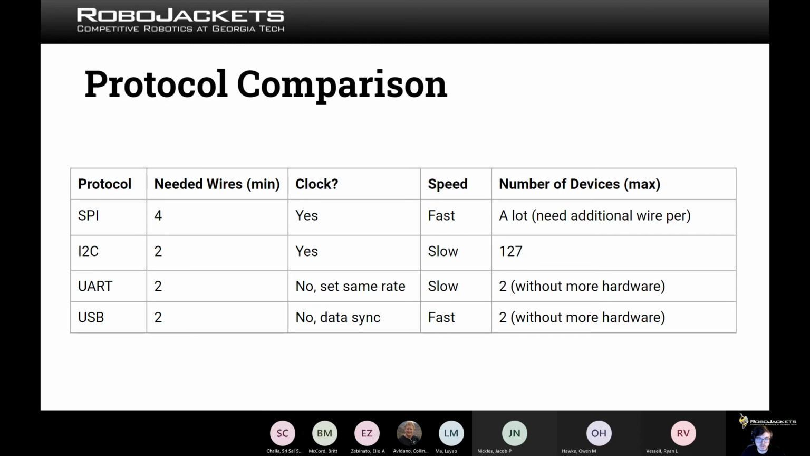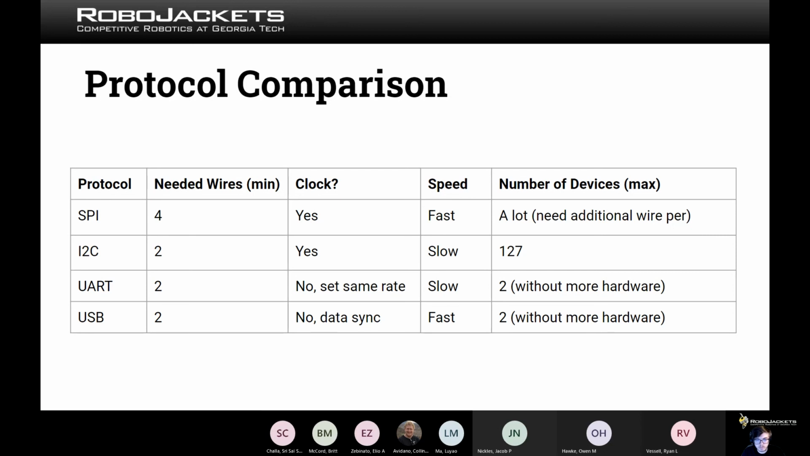as I mentioned before, the chip select line that you need per secondary device can add up really quickly. On a microcontroller, there's a finite number of digital pins that you can use as your chip select. So in theory, you could say it's kind of infinite, but in actual practical use, we'll say a lot for now.